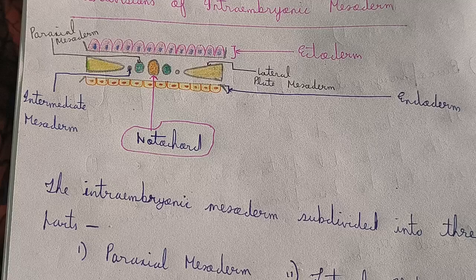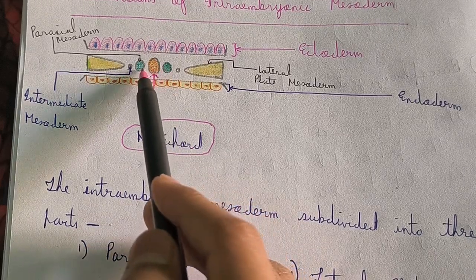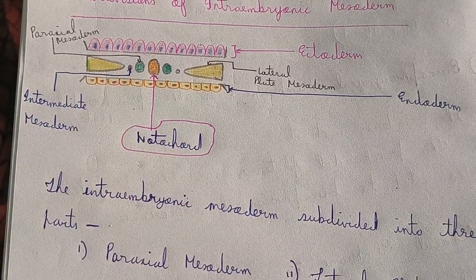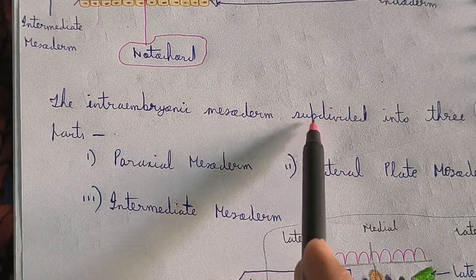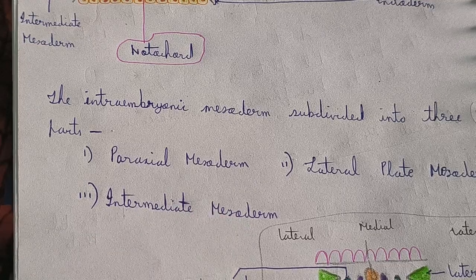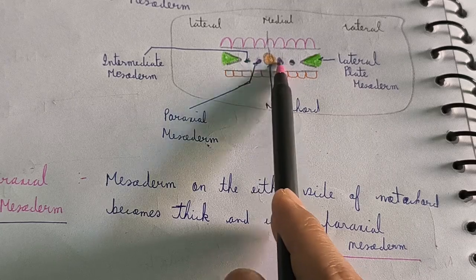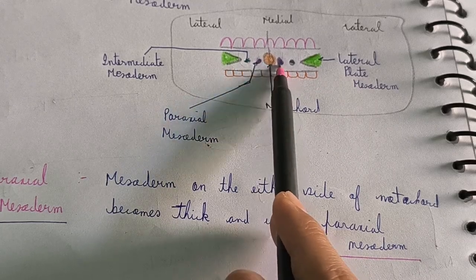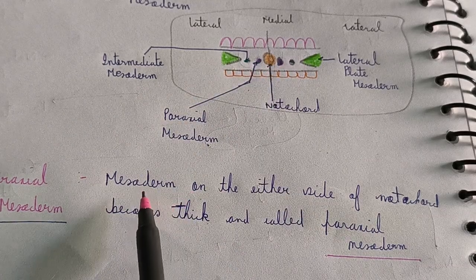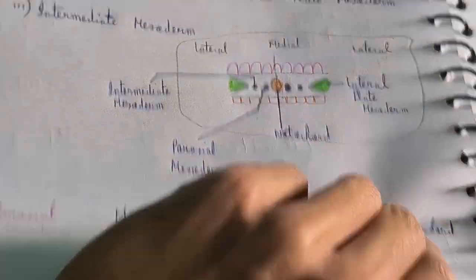So therefore, the subdivisions of intraembryonic mesoderm, if you want to know what these are, are basically paraxial mesoderm, lateral plate mesoderm, and intermediate mesoderm. So I have written that the intraembryonic mesoderm subdivides into three parts: paraxial mesoderm, lateral plate mesoderm, and intermediate mesoderm. Further information is about paraxial mesoderm. This is the notochord, and on either side of the notochord, the intraembryonic mesoderm which is present is known as paraxial mesoderm. So mesoderm on either side of the notochord becomes thick and is called paraxial mesoderm.